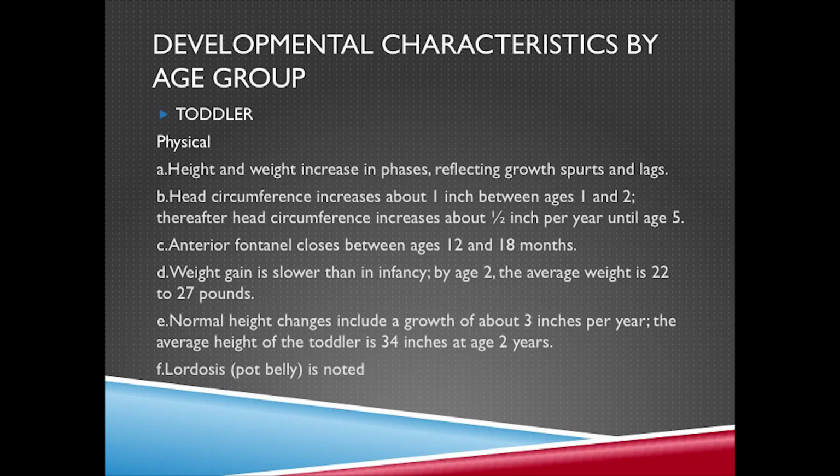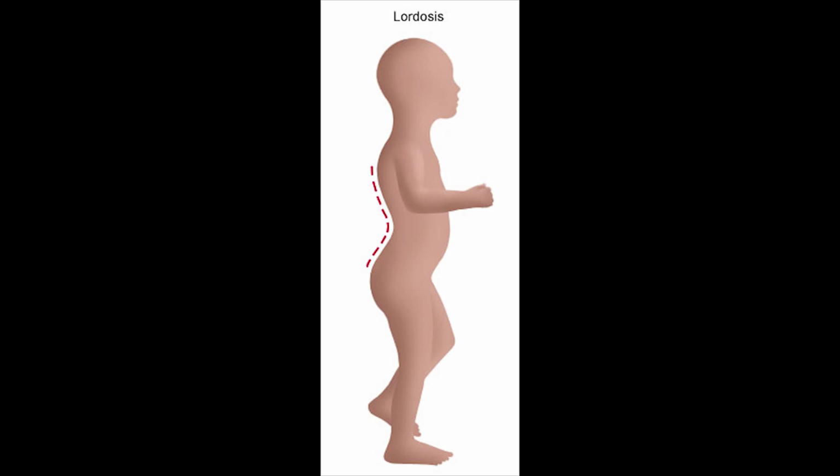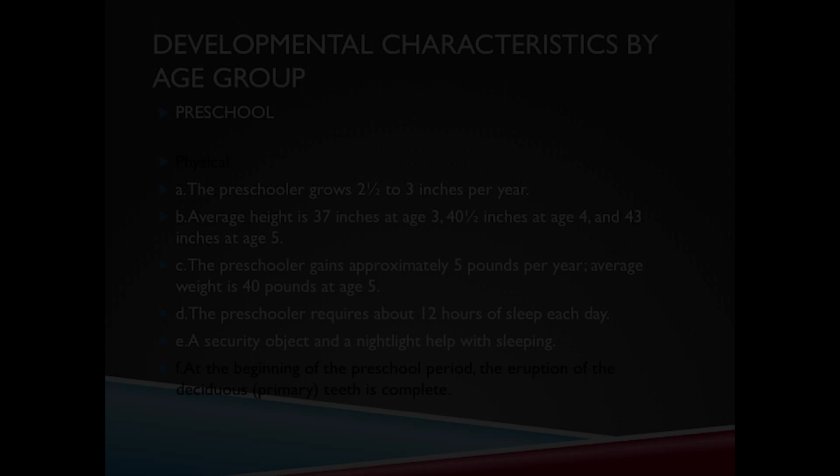So the average height of the toddler is about 34 inches at 2 years old. Another characteristic of a toddler is they're going to have a pot belly. It's going to be very noticeable. That's because they have weak back muscles and weak muscles in general. So their belly's going to stick out like a big old pot belly, and we call that lordosis.